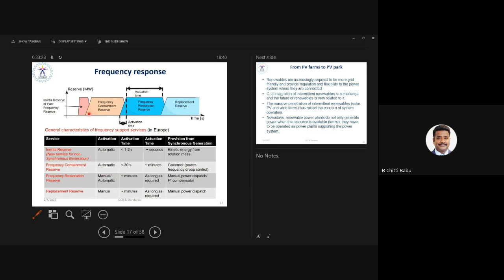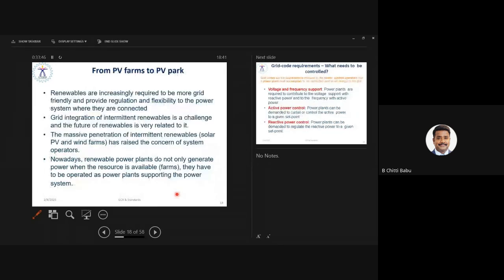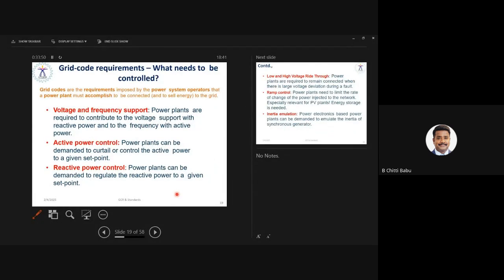However, the frequency containment reserve may use a governor mechanism, because once it is able to reach the steady state, the period may be in seconds, less than 30 seconds, but still you use a governor. That is called power frequency droop control. You are able to regulate the frequency. Further, it may reach the steady state, so the response time may be minutes, so that you are able to maintain the synchronism.